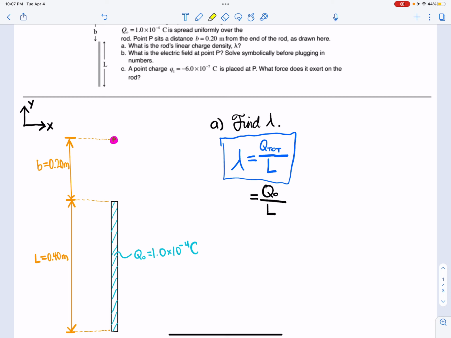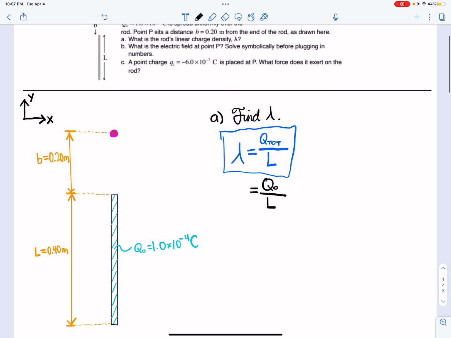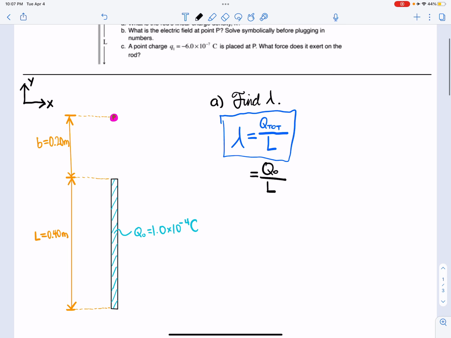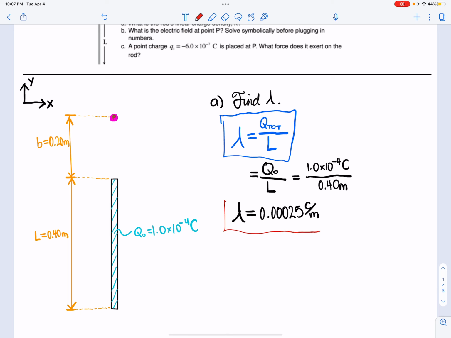Okay, so I'm going to plug in the values for that. Q naught is equal to 1 times 10 to the negative 4 coulombs. And the length is given in the problem as 0.4 meters. If I plug that in my calculator, I'll find that my linear charge density is equal to 0.00025 coulombs per meter. And that will be my answer for part A.